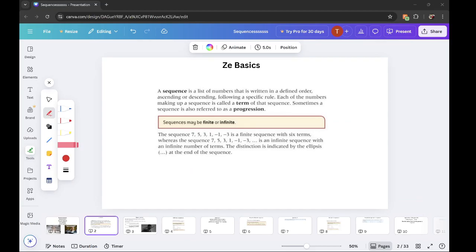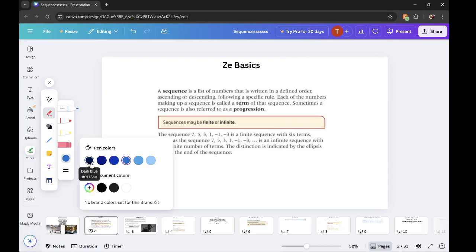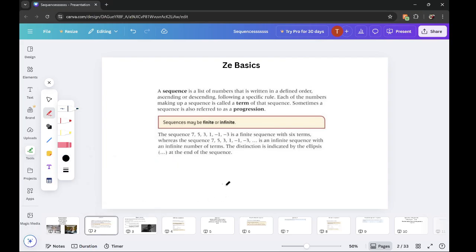The definition is once again given on the screen, but this is just the overall message of a sequence. I'm going to explain what an arithmetic and a geometric sequence is. So let's get started.